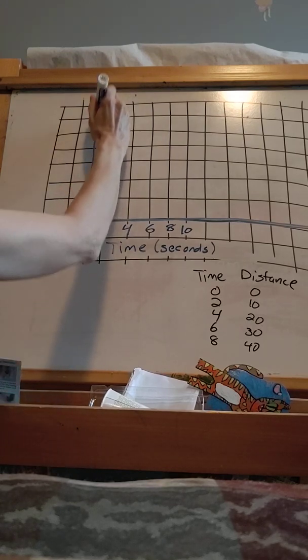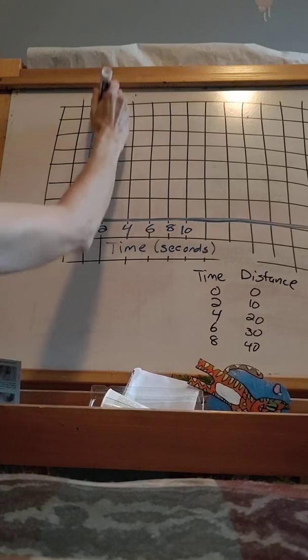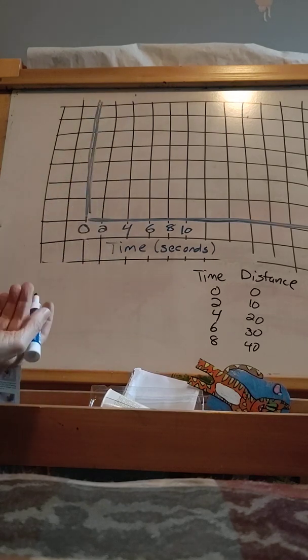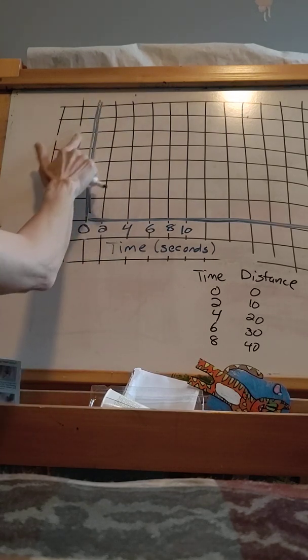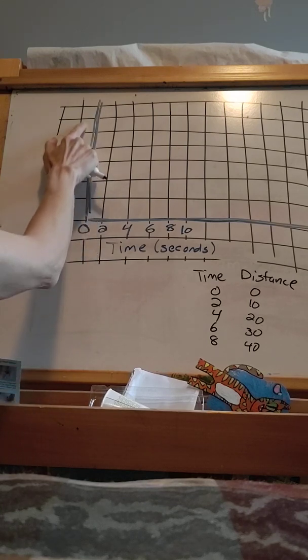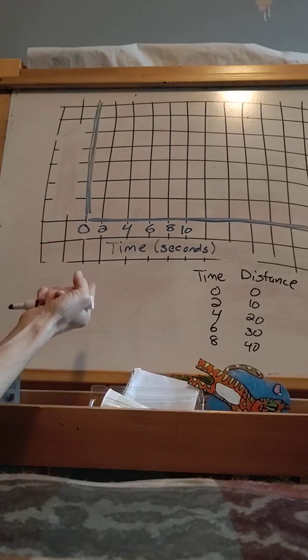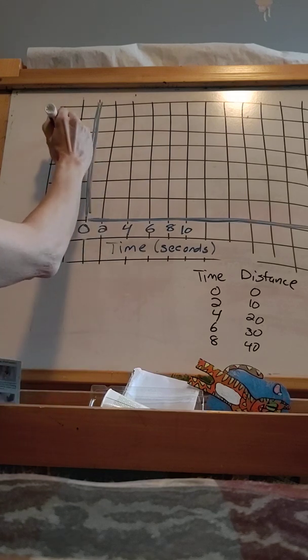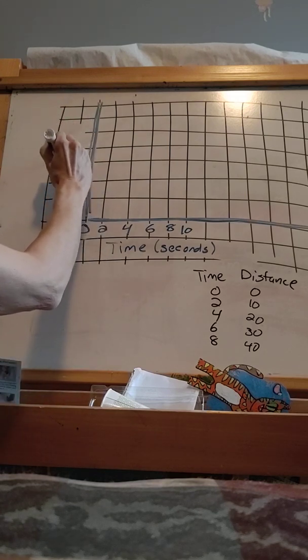Now I'm going to draw a vertical line over on the left-hand side. That's going to be my y-axis. That's going to be for my dependent variable. The dependent variable is controlled by the independent variable. In this particular case, it's distance.